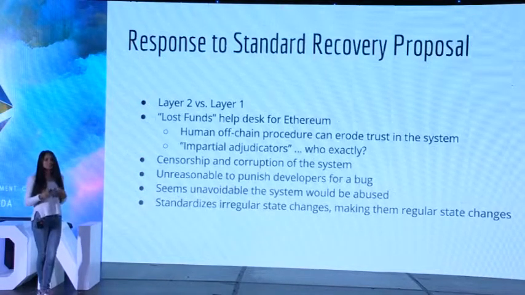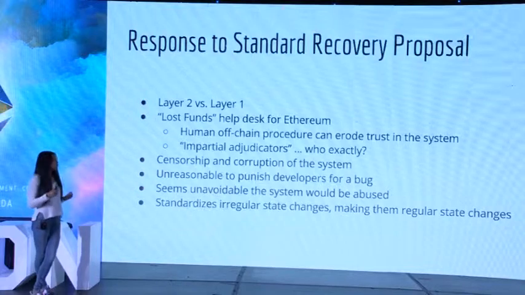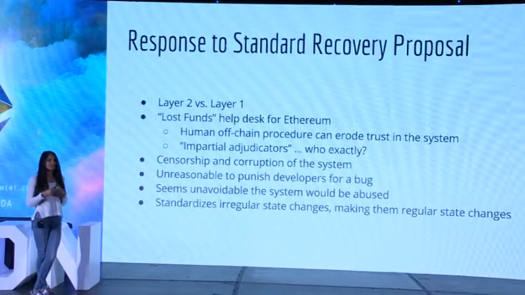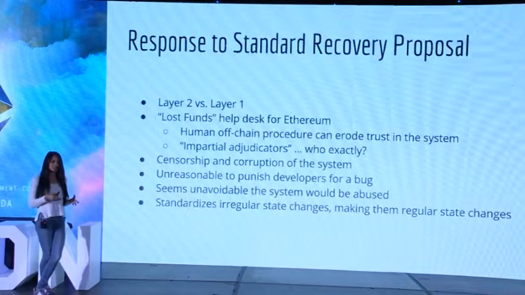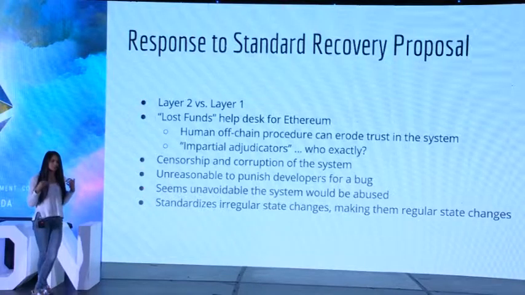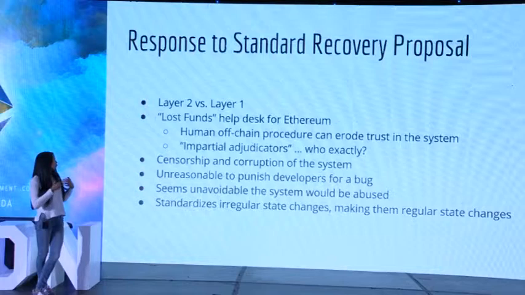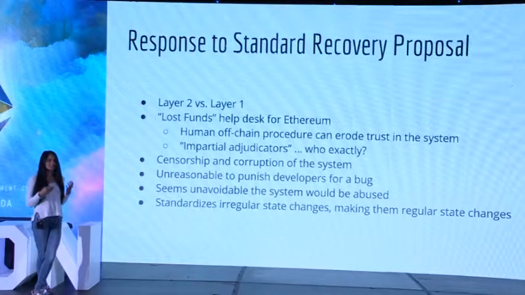The responses to this were kind of chaotic. A lot of people felt, why are we making core protocol changes? Why can't we just build better protection mechanisms in layer 2? This is a valid case. If we have this proposal standardization, are we going to need a lost funds help desk for Ethereum, basically? Because someone has to review these proposals and actually decide whether to grant them or not.